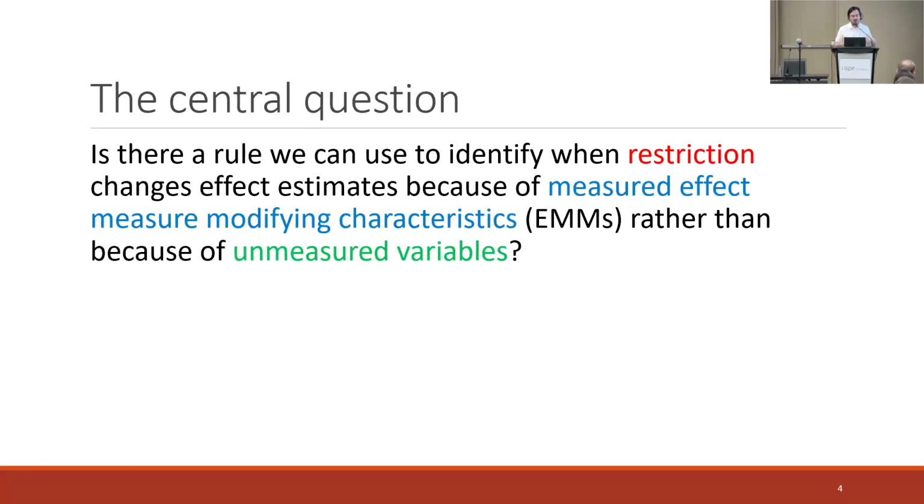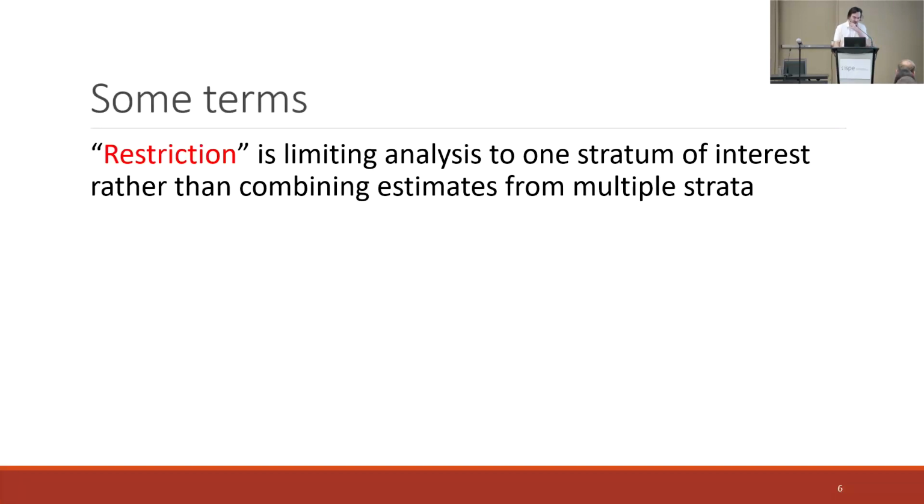So is there some sort of rule or heuristic we can use to identify when restriction changes effect estimates because of measured effect measure modifying characteristics, or EMMs, rather than because of unmeasured variables? And I think this is a problem at the heart of epidemiology. I cheated a little bit with how I articulated this, but hopefully people will pick up on that as I go.